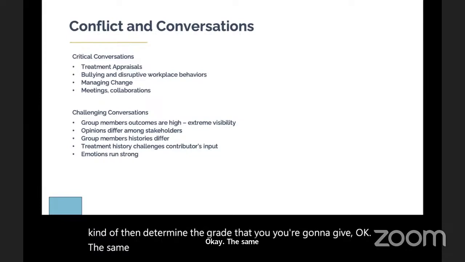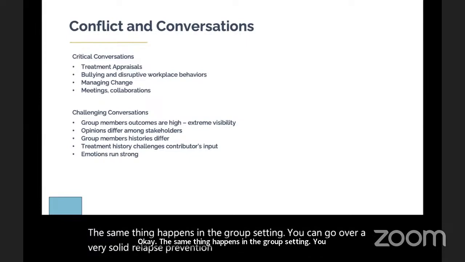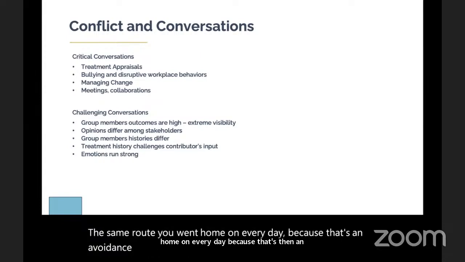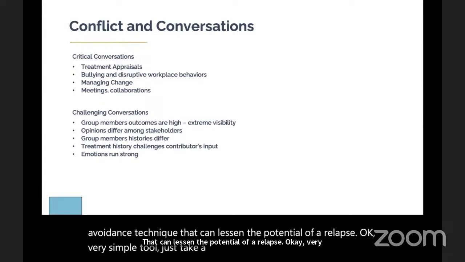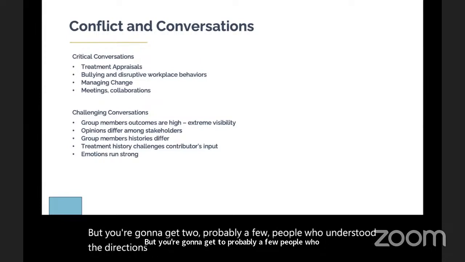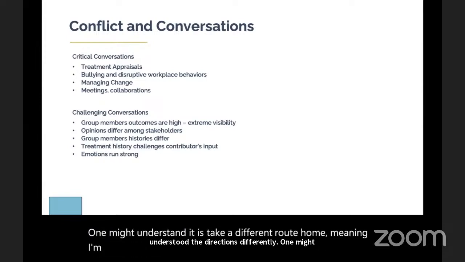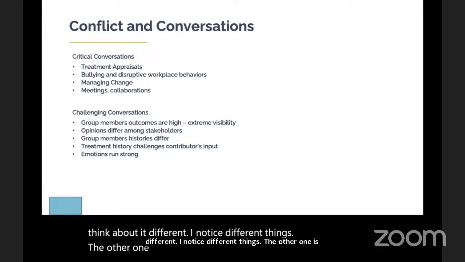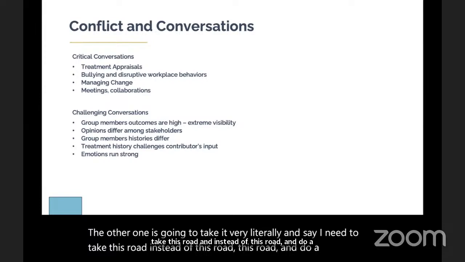The same thing happens in the group setting. You can go over a very solid relapse prevention tool, one as simple as don't drive the same route home every day, because that's an avoidance technique that can lessen the potential of a relapse. Very simple tool. Just take a different route home. But you're going to get probably a few people who understood the directions differently. One might understand it as take a different route home, meaning I'm doing this mentally: when I'm driving my route home, I think about it differently and notice different things. The other one is going to take it very literally and say, well, I need to take this road instead of this road, and do a loop around to get to my house.